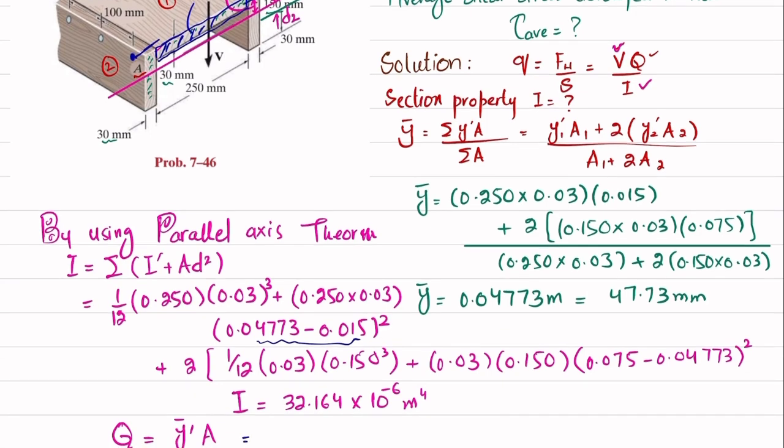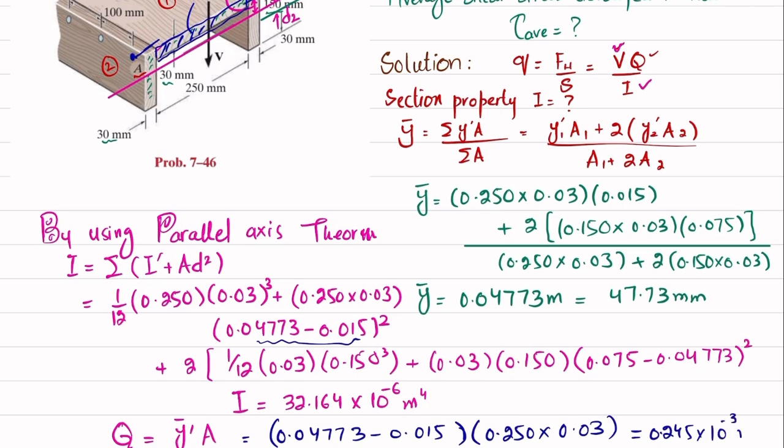So I will write it: 0.04773 minus 0.015 into area. Area is 250 millimeter, which is 0.250 multiplied by 0.03. So when you calculate it, you will get Q equal to 0.245 into 10 to the power minus 3 cubic meter. Now you have V as well, so you can just put it in this formula.